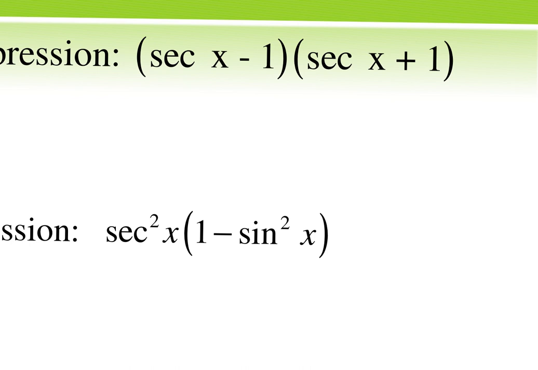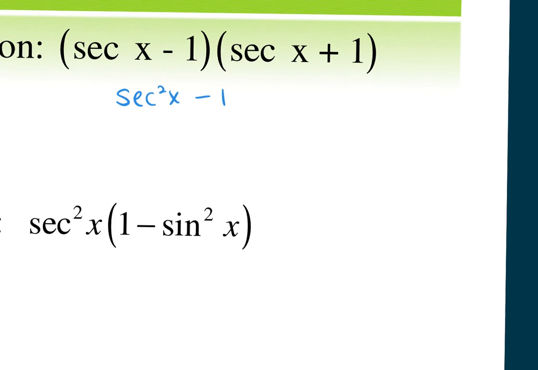Foiling it out. That's going to result in the difference of two squares, right? So I can use the shortcut, which is square the first one and then square the second one and then put a minus between them. And I get secant squared x minus 1.